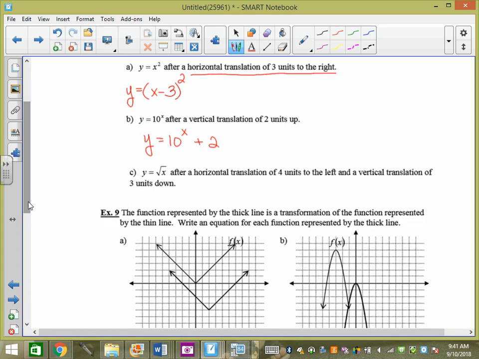C. y equals square root x after horizontal translation 4 to the left, vertical translation 3 down. So y equals square root x what? Plus 4 under the square root, because that's just like our little brackety thing. It's with the x. It's under the square root. We need to be with the x because it affects the x. And a vertical translation 3 down.